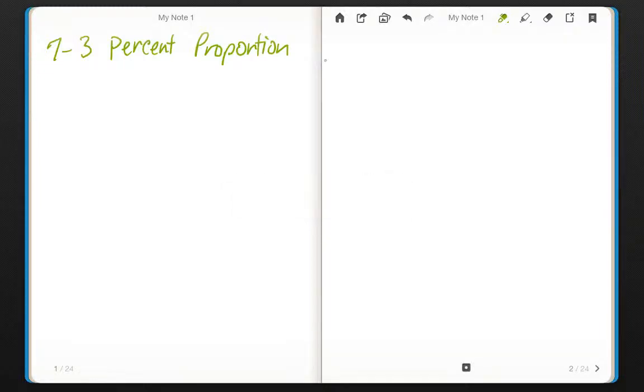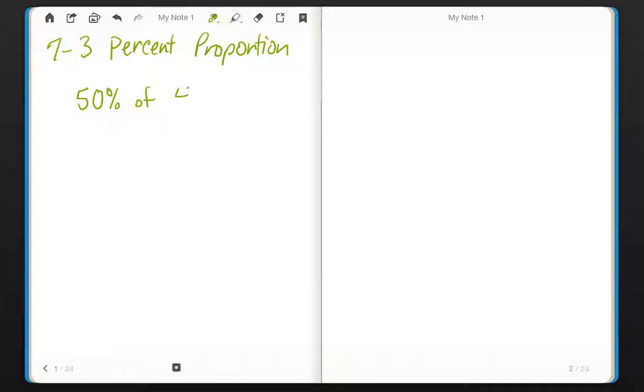All right, so 7.3% proportion. On our last lesson, we talked about percents, fractions, decimals. We learned that percent is always out of 100. Good. And so let's think about this from a different perspective. Can you tell me what is 50% of 40?